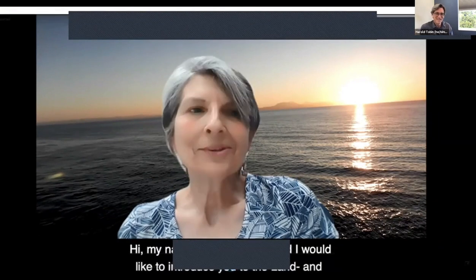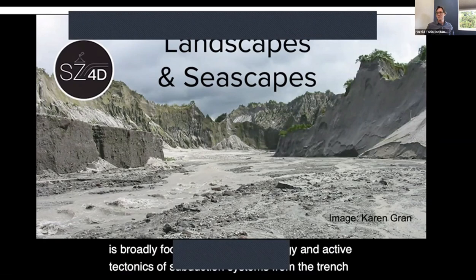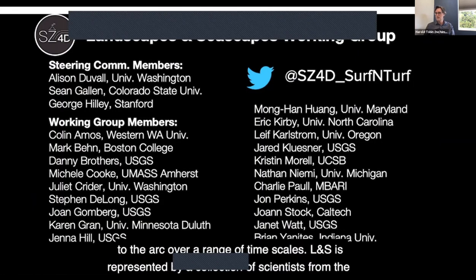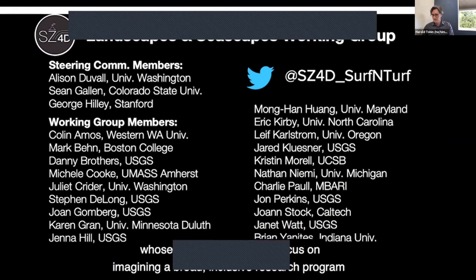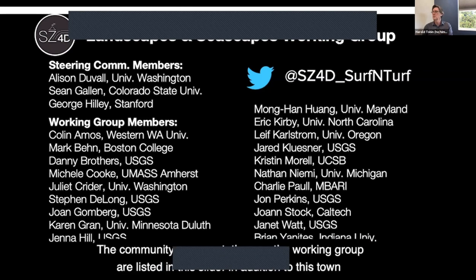Hi, my name is Joanne Stock, and I would like to introduce you to the Land and Seascapes Working Group. The Land and Seascapes Working Group, or LNS for short, is broadly focused on geomorphology and active tectonics of subduction systems from the trench to the arc over a range of timescales. LNS is represented by a collection of scientists from the geomorphology, tectonics, structural geology, marine seismology, and volcanology communities whose collaborative efforts focus on imagining a broad, inclusive research program to further the study of geohazards acting across subduction zone land and seascapes. The community representatives on the working group are listed in this slide.